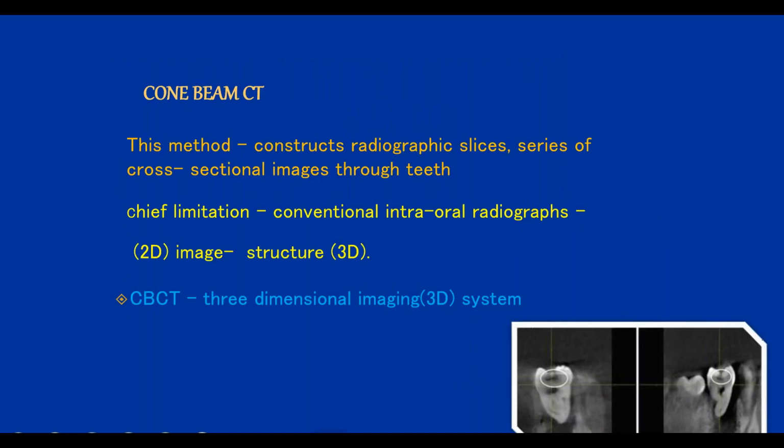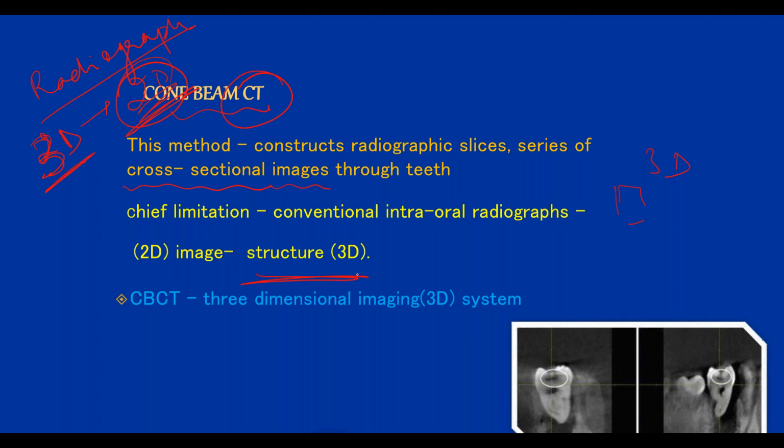Then cone beam computed tomography. In this we get several series of cross-sectional images which are then combined to get a 3D image. The basic disadvantage of your radiographic method was that your three-dimensional image, that is your tooth, is seen as a two-dimensional image. So you do not get the actual extent of the caries. So cone beam computed tomography gives you a 3D image with the help of a series of cross-sectional images. CBCT gives you a three-dimensional imaging system, 3D system.